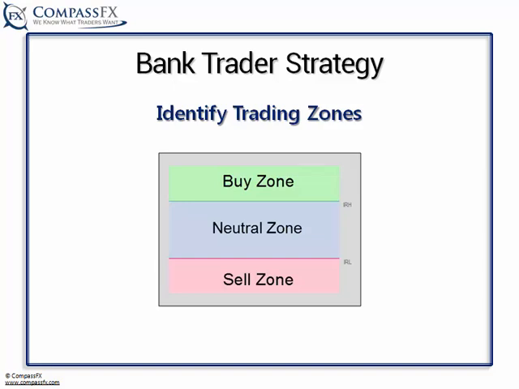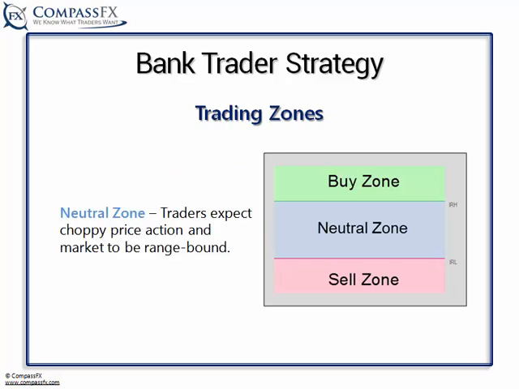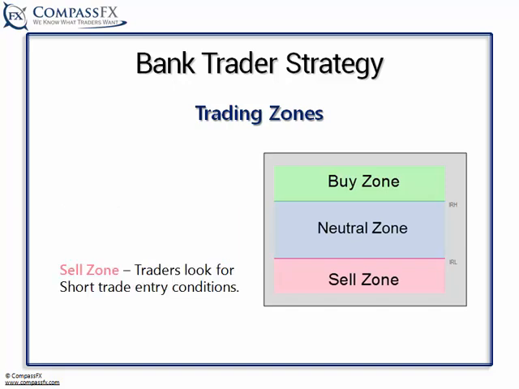There are certain zones that we've identified in the bank trader strategy: a buy zone, neutral zone, and sell zone. Let's take a look at each one of these zones a little bit more in detail. When price is in the buy zone, traders look for long trade entry conditions. When price is in the neutral zone, this is where traders expect choppy price action and the market to be range bound. Often we find price in this level when there's uncertainty in the market. Sometimes this happens right before a news announcement. And then we have the sell zone. When price is in the sell zone, traders are looking for short trade entry conditions.